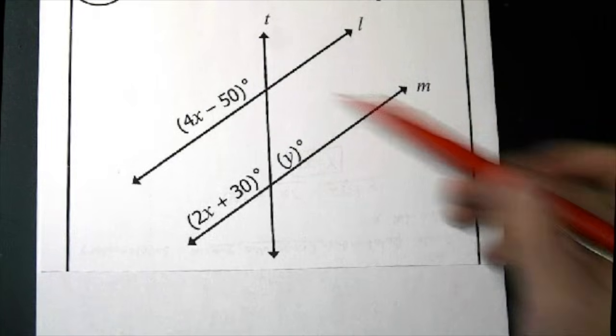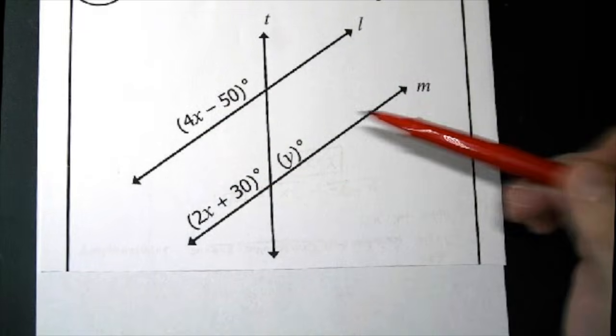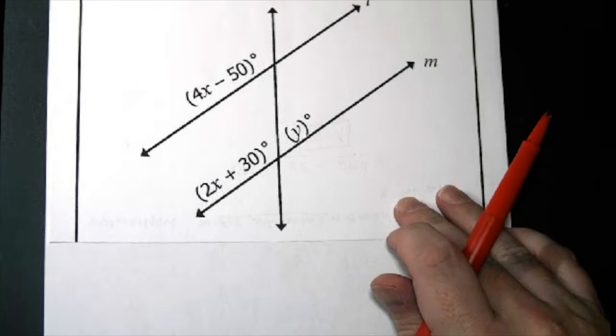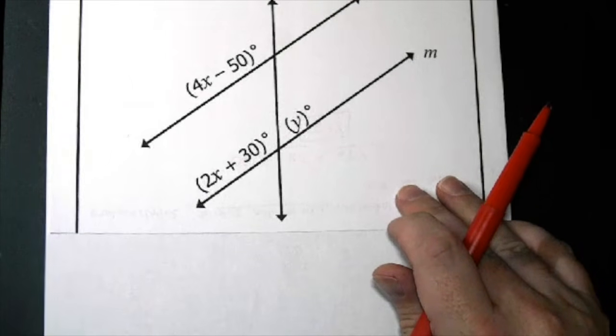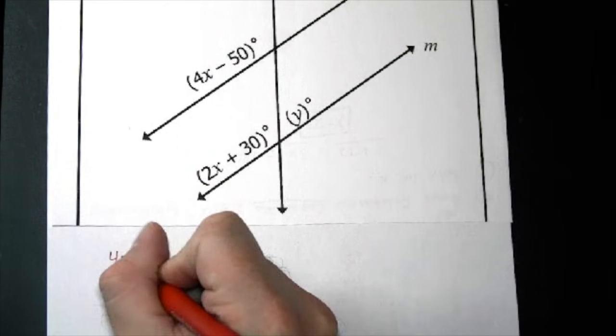So to do x, I am going to look at the two angles that have x's in them, and it looks like those are corresponding angles. And we know that corresponding angles are congruent, so I'm going to set those equal to each other.